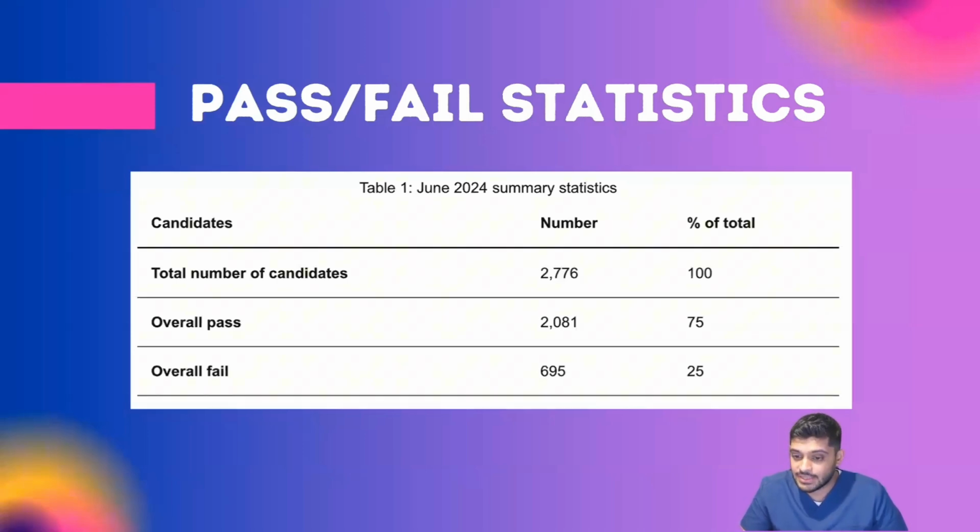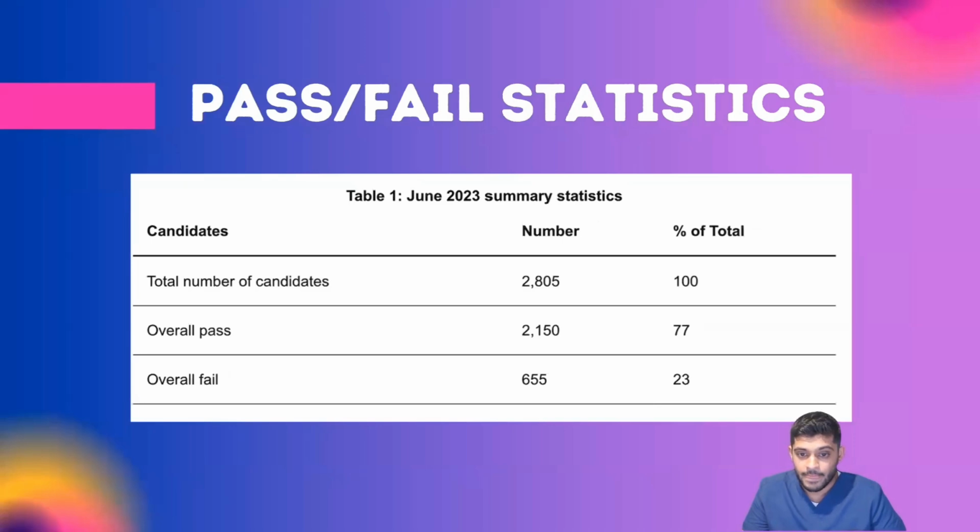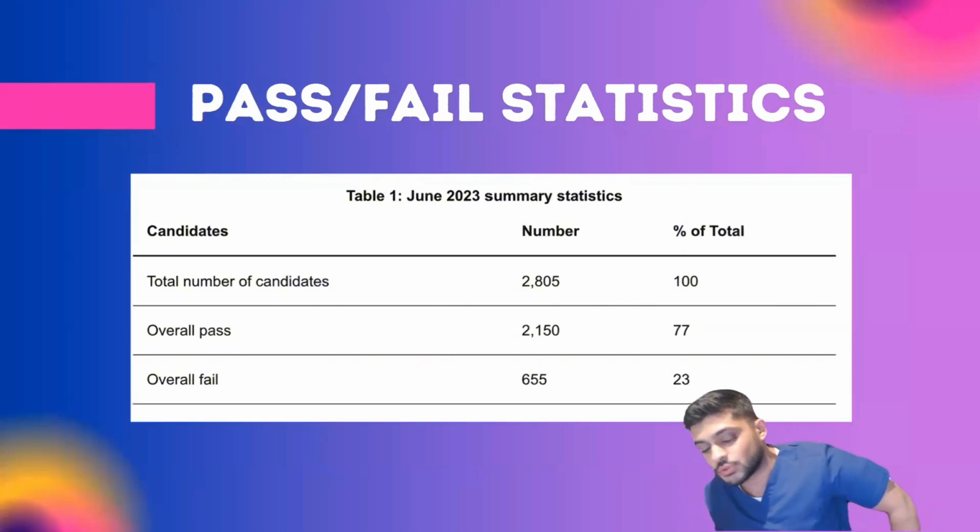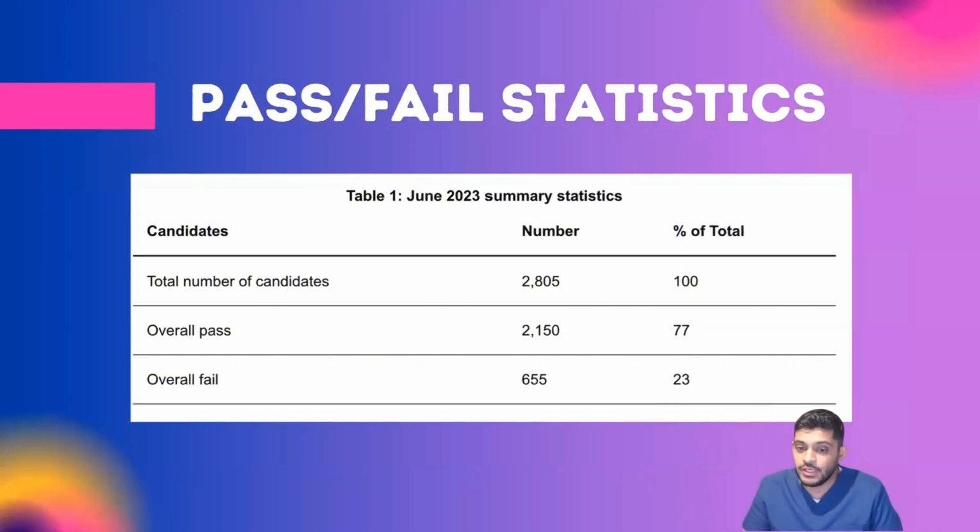So 2,776 people sat the assessment in June this year, of which 2,081 passed the assessment and 695 did not pass. That was a relatively high fail rate for the June assessment. I say relative. I've given you the figures here for June 2023. In June 2023, you can see that 77% of the cohort passed the assessment and 23% failed.